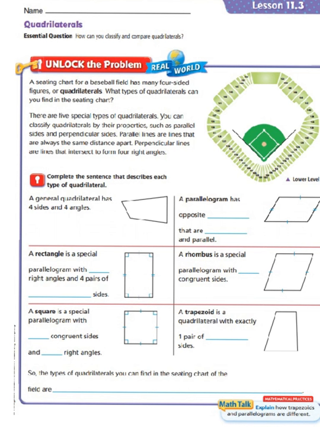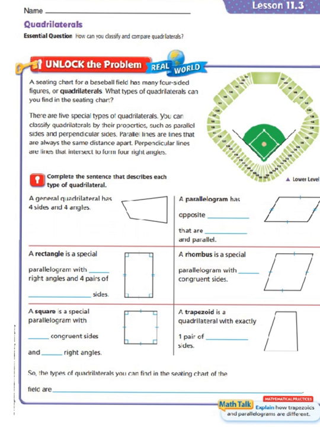So let's begin answering our essential question by taking a look at our word problem. A seating chart for a baseball field has many four-sided figures, or quadrilaterals. What type of quadrilaterals can you find in the seating chart? There are 5 special types of quadrilaterals. You can classify quadrilaterals by their properties, such as parallel sides and perpendicular sides.